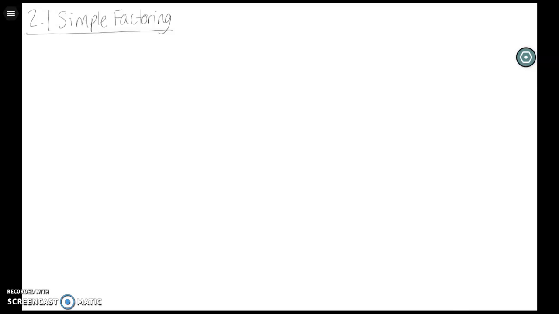Hey guys, time to start another unit. This unit's all about factoring. So this section 2.1 is about a few simple factoring techniques. You've hopefully seen some of them before, but if not, we're going to get a good refresher right now. So first I want to define what factoring is.